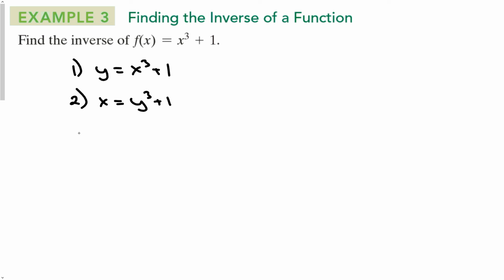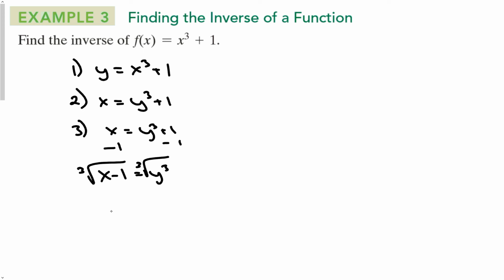Okay. Step three is solve. So we have x is equal to y to the third plus 1. Subtract 1 from both sides. And now, in order to get y by itself, we take the cube root of both sides, which leaves me with, as I flip this around, y is equal to the cube root of x minus 1.